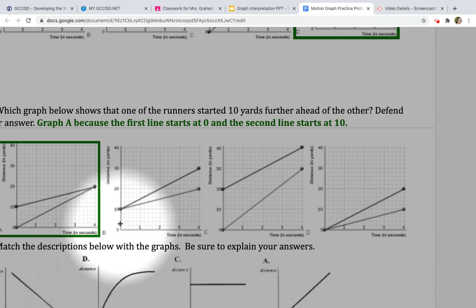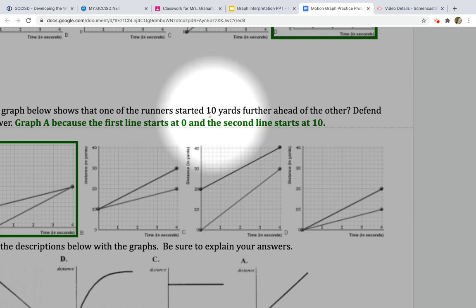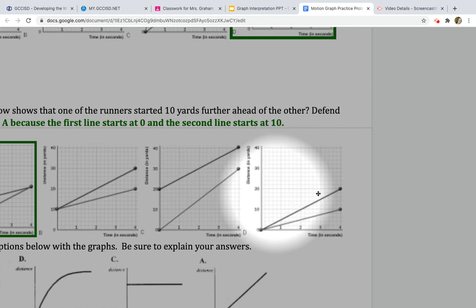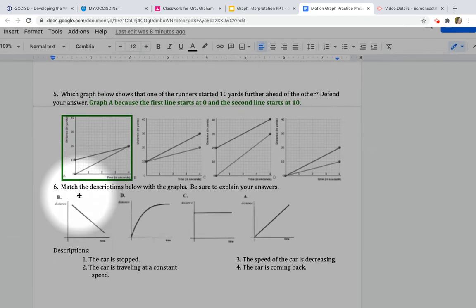Graph B, both runners start at 10. It can't be that one because we're looking for 10 yards further ahead. Graph C, runner 1 starts at 0, runner 2 is at 20. 20 minus 0, that's 20 yards ahead of runner 1. So we are again looking for that 10 yards. And graph D, both runners are starting at 0. That is not 10 yards ahead, which is why graph A is the correct answer choice.